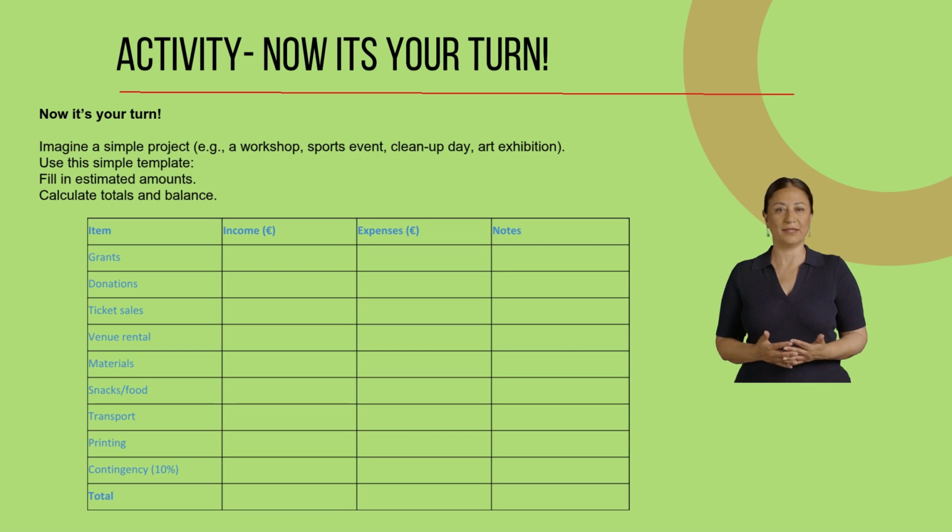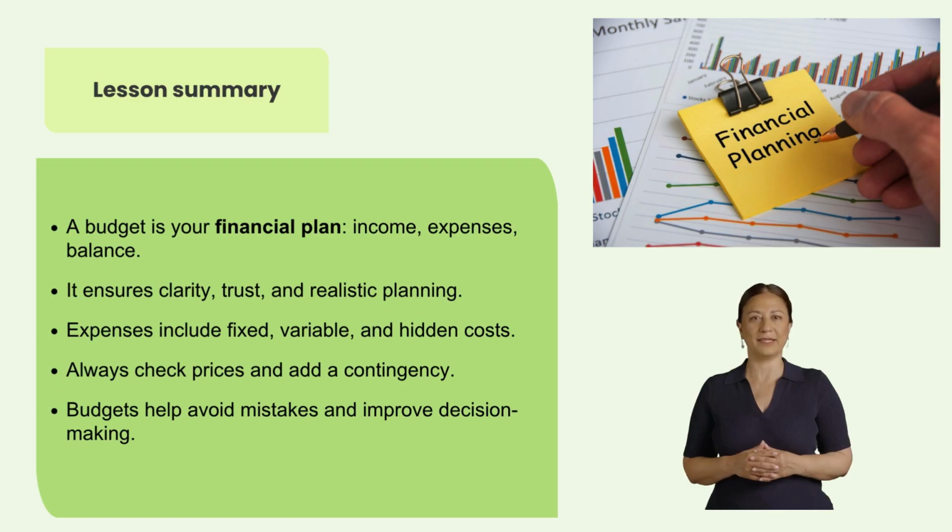Next, let's focus on creating a budget for the project. Start by listing all the income sources, such as ticket sales or sponsorships. Then, list all the expenses, including venue rental and equipment costs. Once you have all the numbers, use the formula provided on the slide to calculate your totals and balance. This will give you a clear understanding of your budget and help you make informed decisions for the project. Remember, a well-planned budget is crucial for the success of any project. Let's get started. Today's lesson summary.